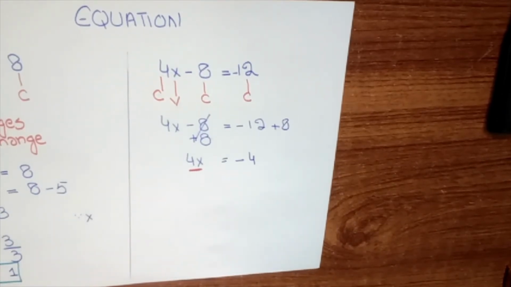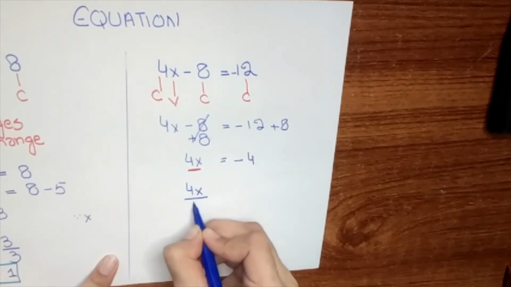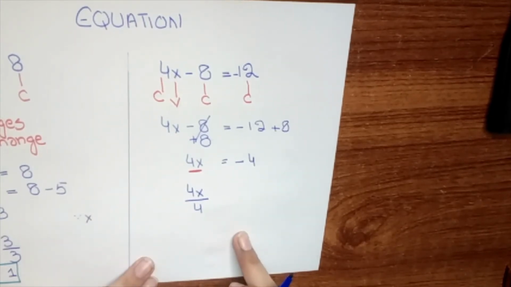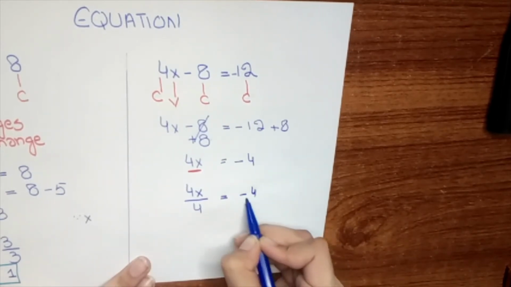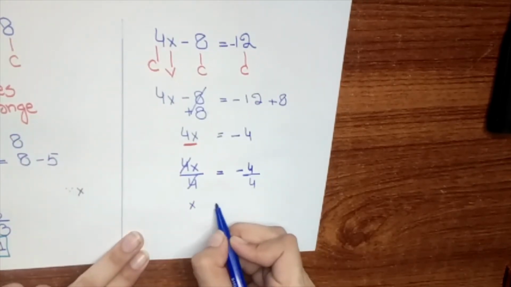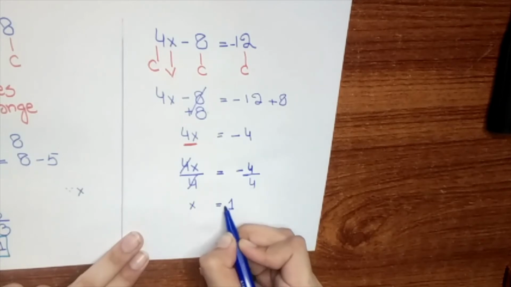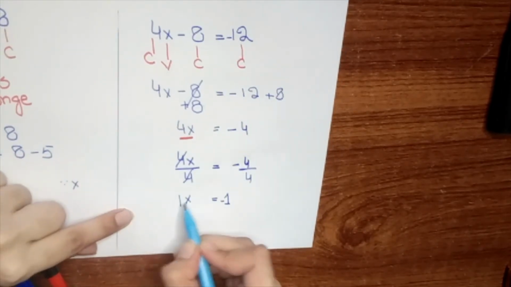How can we get rid of this 4? By just dividing 4x by 4. And if I divide by 4 on the left side, I have to divide by 4 on the right side as well. Both the numbers will be cancelled. Now the value of x equals minus 1. And that's our final answer.